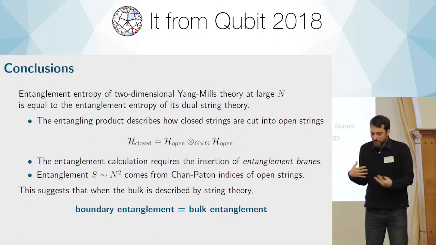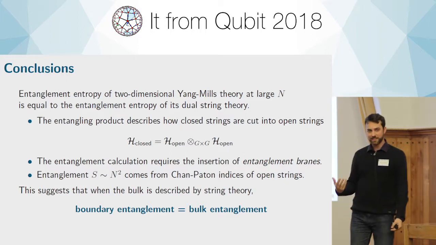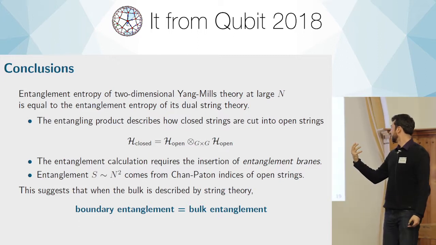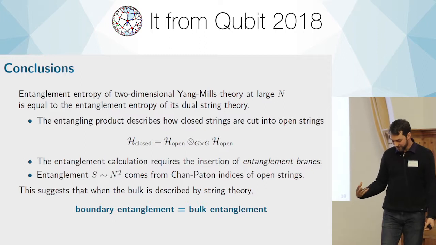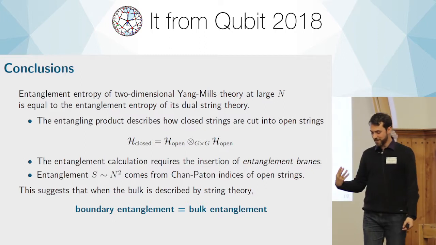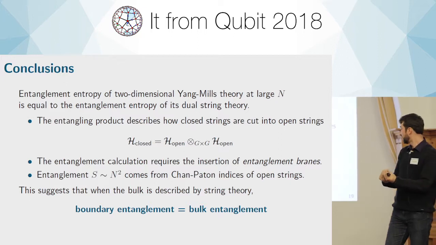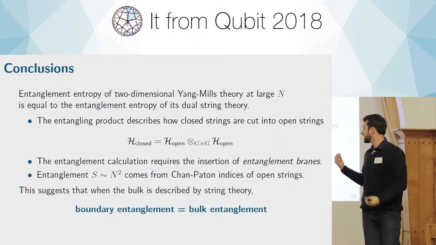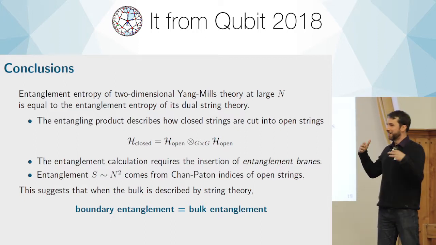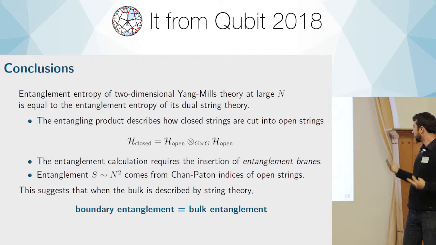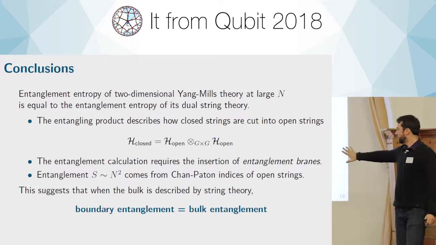And I think what this suggests at a broader level is that if you have a duality like this, where you have a duality between gauge fields and strings, if you can really treat the string side as a string theory, not in its field theory approximation, then one can actually recover the entire entropy. So to put it as a slogan, boundary entanglement equals bulk entanglement. That's true in this simple model.